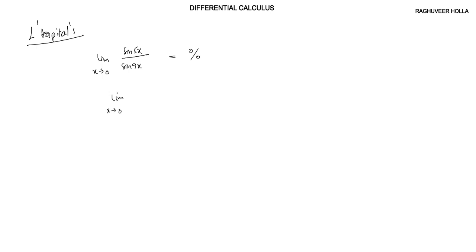So by applying L'Hopital's rule here, the limit as x tends to 0, differentiation of sine 5x is 5 cos 5x, divided by 9 cos 9x. Now by applying x as 0, we get 5 by 9.